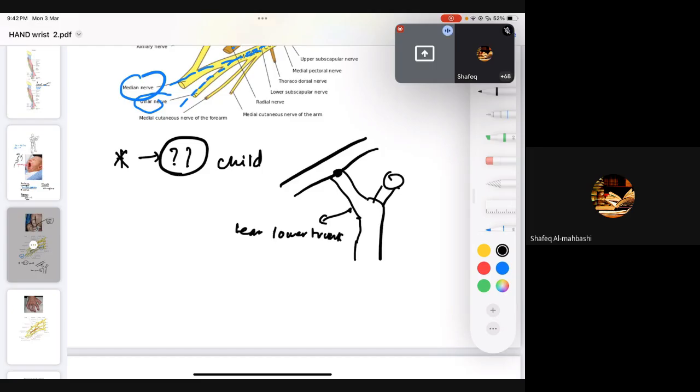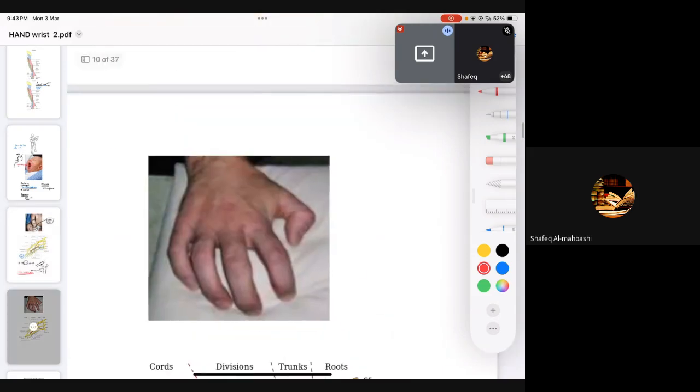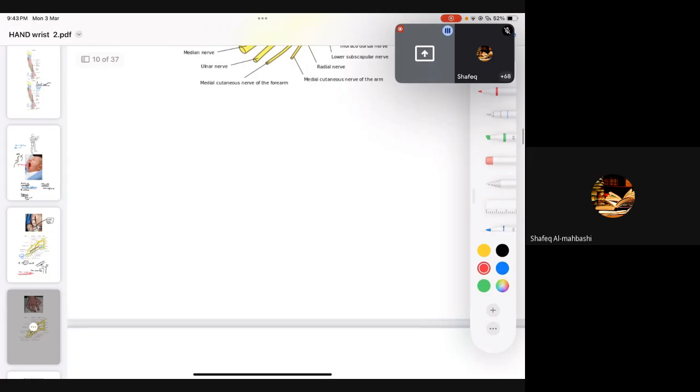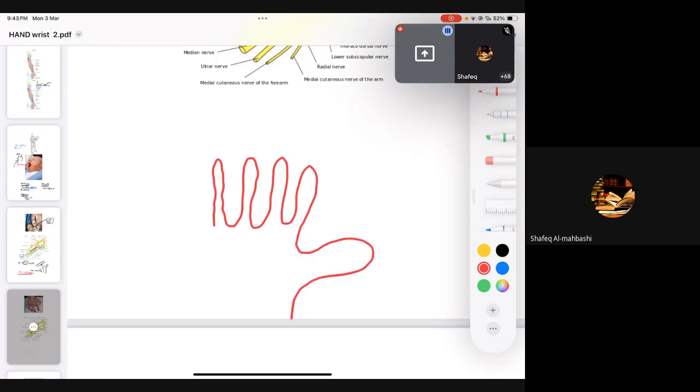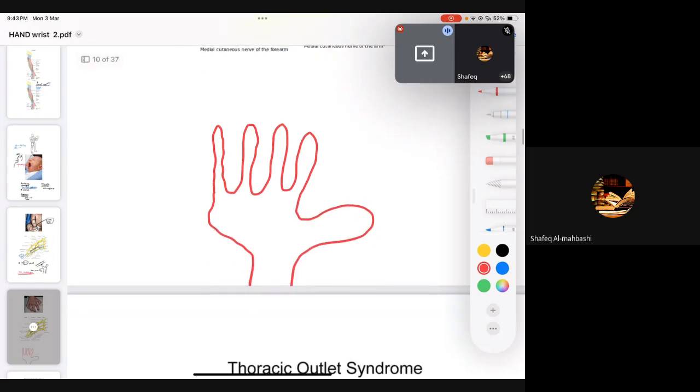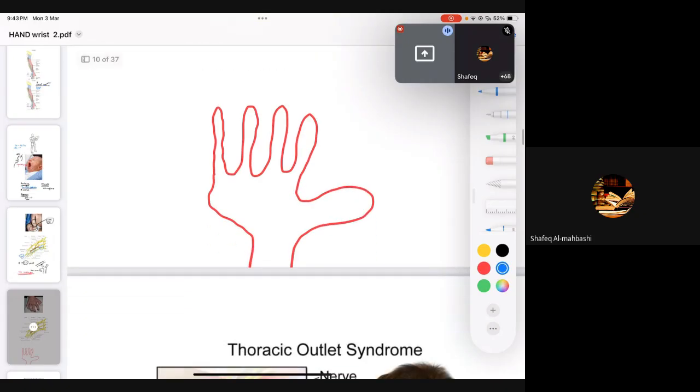Clear. And when the lower trunk tears, the function of the ulnar nerve and median nerve is gone. So let's discuss what the function of the ulnar and median nerve is. Today we are going to discuss that in the hand, but let me just give you a brief overview. Let me first of all draw the hand. So for example, this is your hand, 1 2 3 4, and your thumb, right? Sorry for the picture, but I think you guys already know. So you have your thenar eminence.